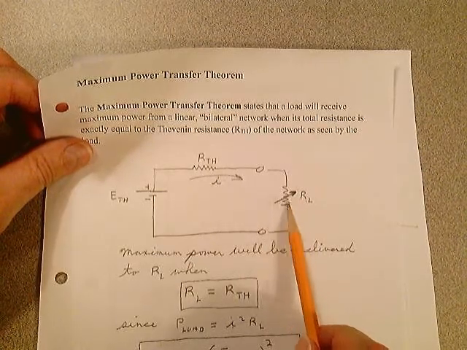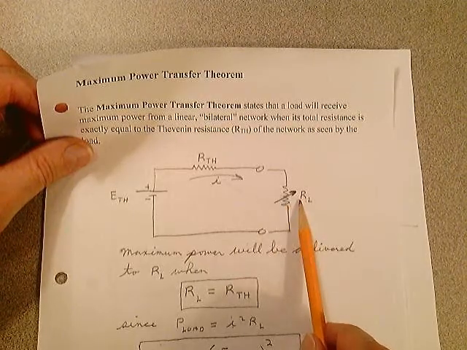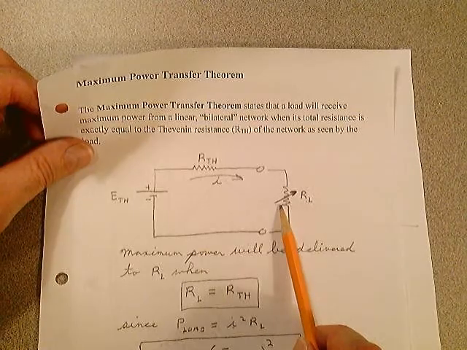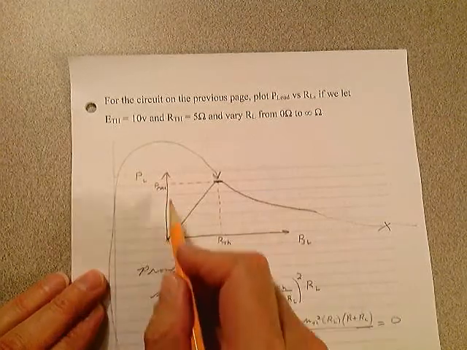Isn't it? Power here is I squared R. And if R is 0, the power has to be 0. There's no resistance. So that's a point right here. With RL being 0, the power's 0.